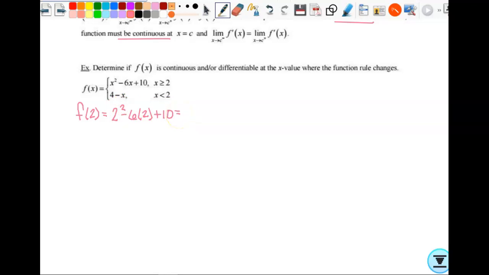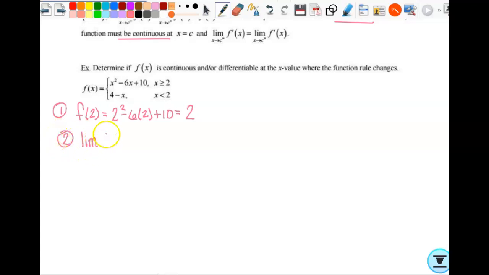So that's 4 minus 12, negative 8 plus 10, 2. Do you agree with that? Yeah, it's 2. Okay, so there's 3 parts to continuity, right? This is the first part. The point exists. Boom. The second part is the limit exists from both sides.